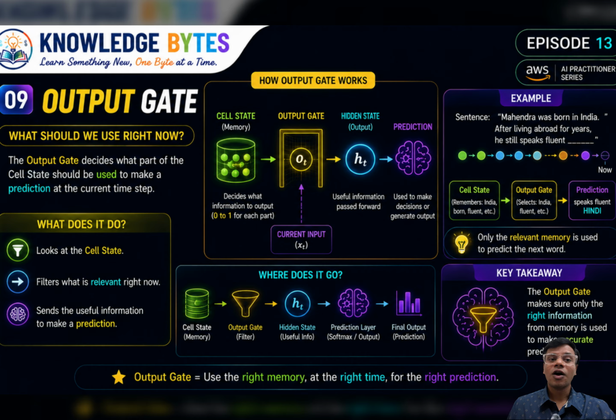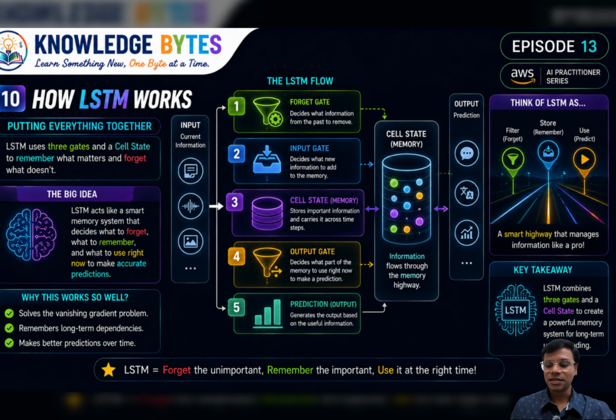But not all of it is relevant for the current predictions. So the output gate selects the most useful information and passes it forward. This helps the model generate accurate predictions and responses. So how does LSTM work? Now let's put everything together.